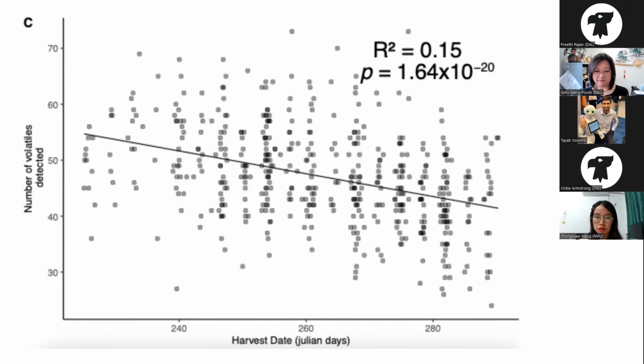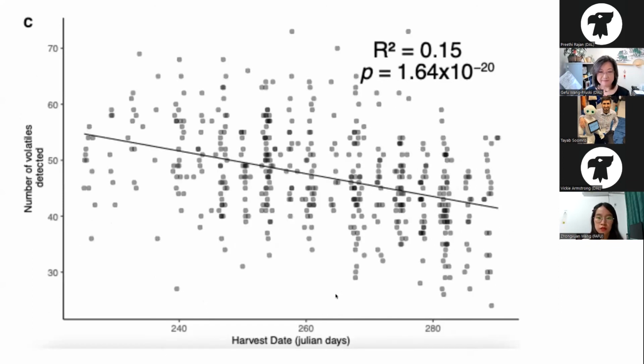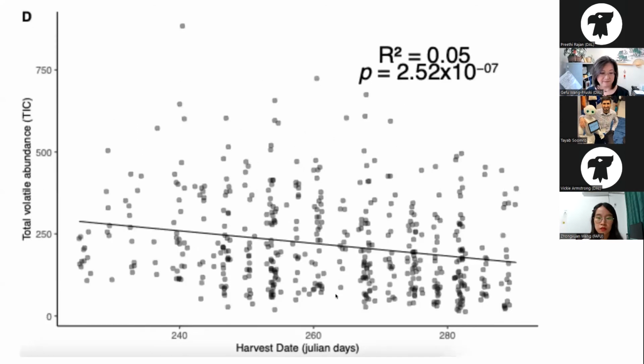I'm running out of time here, so I'll quickly wrap up. The major takeaway from this plot and this other plot, which is the total volatile abundance, is that early harvested apples generally have a higher number of unique volatile compounds, as well as higher abundance of volatile compounds. The reason for this is that when you put an apple in 1 month of cold storage, the apples that are early harvested versus late harvested go through that 1 month storage differently, and they use their metabolic processes differently. Some are fast tracked, which is the early harvested, and the late harvested are slow tracked. That's why we see these differences in the volatile profiles.